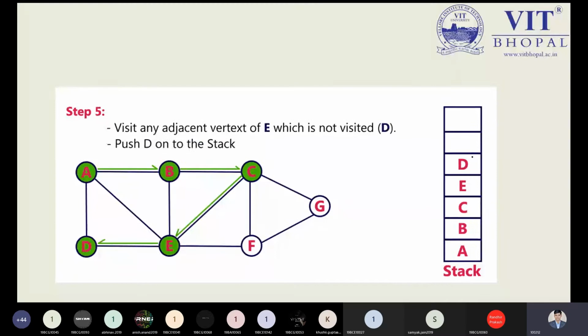Now I'm picking D. After picking D, we can't choose A because A is already visited. E is connected to C and D, and at E we are seeing that C is already visited, but D is not visited. So which node or vertex should I pick? That is D. So now in the stack, I have A, B, C, E. Clear to all? Yes, sir.